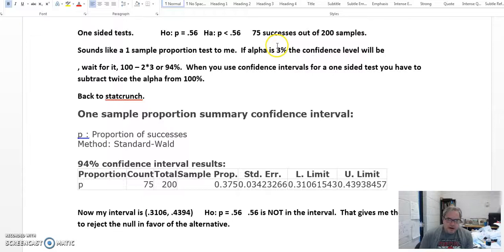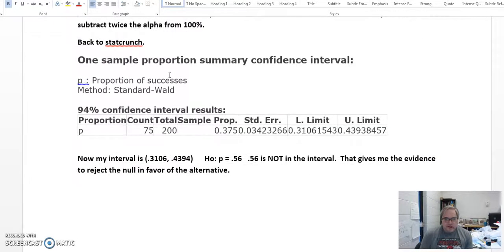Typically, we would do 100 minus 3 and get 97, but not on a one-sided test. You have to subtract 2 times the alpha. So in this case, 100 minus 2 times 3, or 100 minus 6, will give me a 94% confidence interval. So when I go in StatCrunch, and again, same thing, you should go and do it too, I get my interval to be like 0.31 to almost 0.44. My null was the proportion is 0.56. 0.56 isn't anywhere close to being in there. So that's telling me I have evidence to reject the null in favor of the alternative.